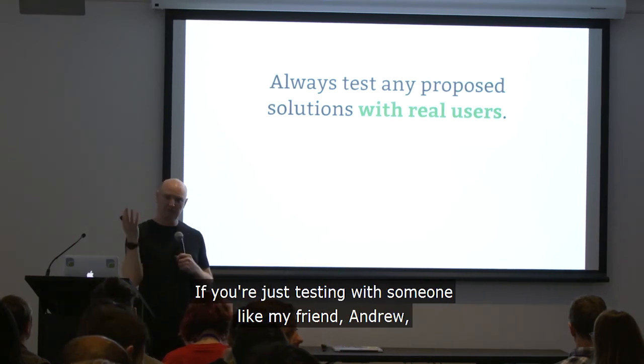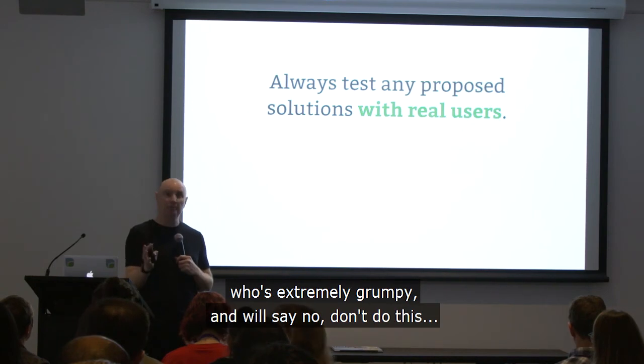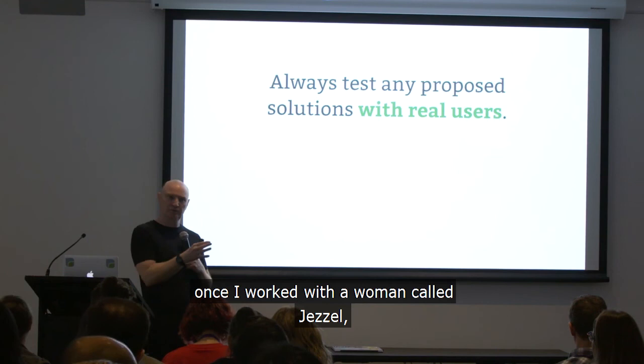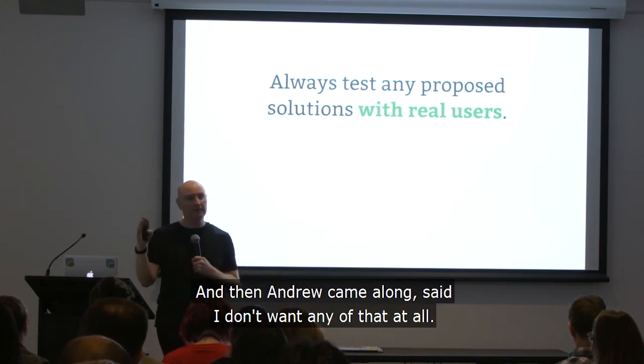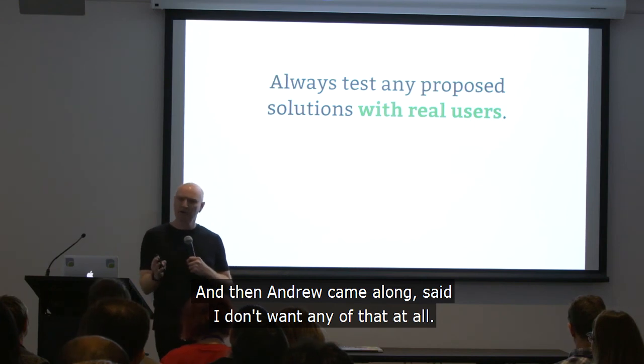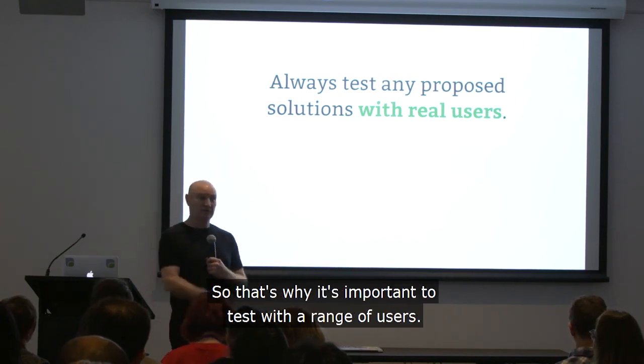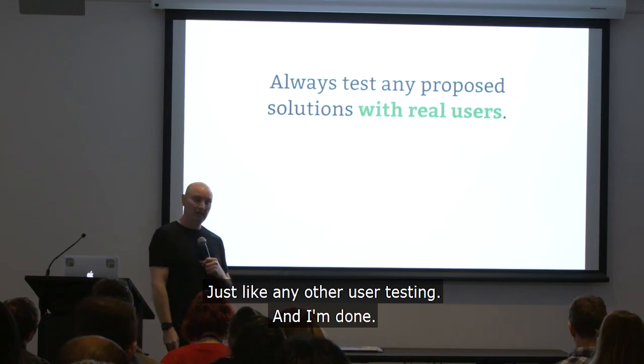If you're just testing with someone like my friend Andrew, who's extremely grumpy, and will say, no, don't do this. In fact, working on a bank app, once I worked with a woman called Giselle, who wanted extreme amounts of information, and then Andrew came along and said, I don't want any of that at all. So that's why it's important to test with a range of users, just like any other user testing. And I'm done.